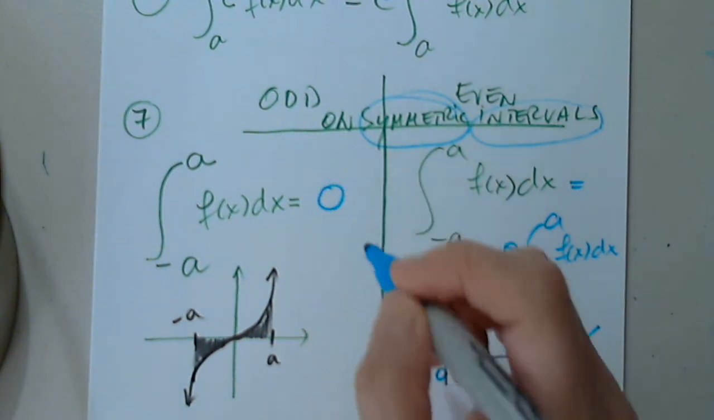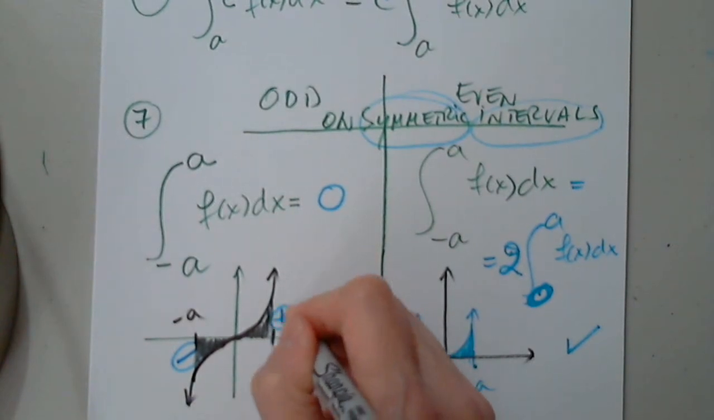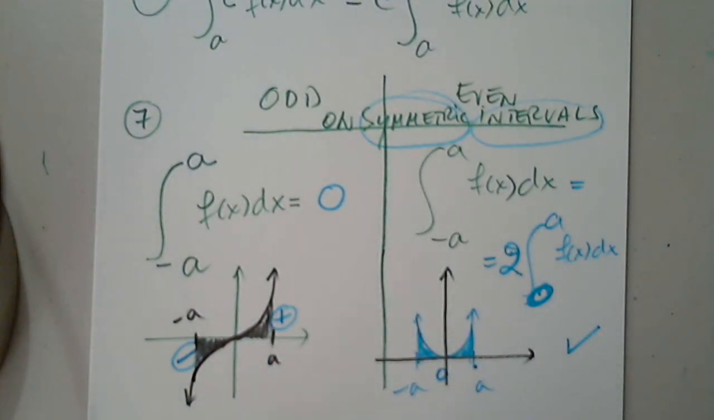Zero. Very good, of course. This is the same area, but it's negative. This is the same area, but it's positive. So they will definitely go away. The sum will be 0. Awesome. Very good.